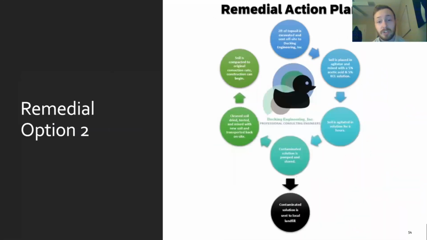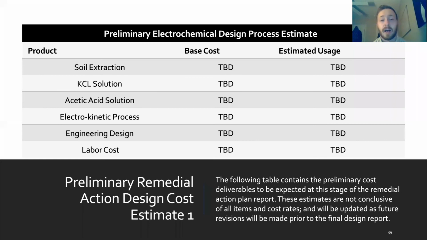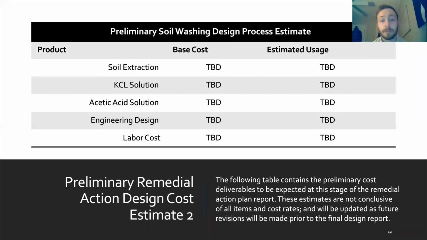Remedial option 2 is similar to remedial option 1, except we will only be doing the extraction and soil washing component. From there, the soil will be mixed with new soil and recompacted back on site. And these are the preliminary design deliverables that you can expect for the option 1 cost estimate. And these are the deliverables that you can expect for the option 2 cost estimate. And here's my timeline.